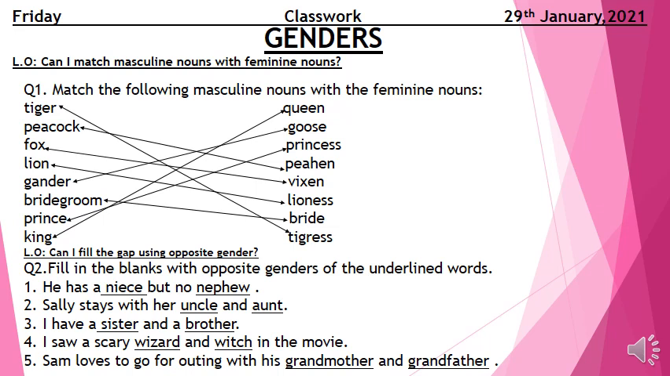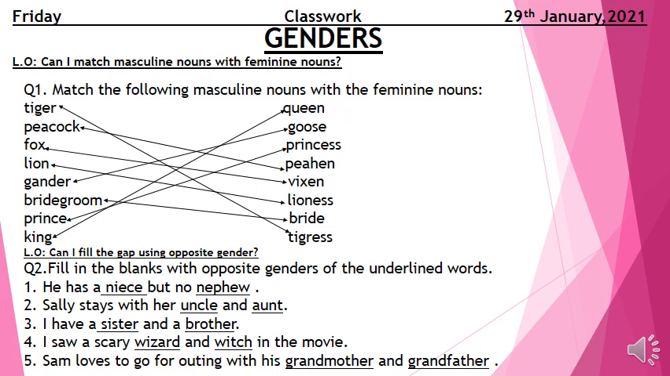Fill in the blanks with the opposite genders of the underlined words. Number 1, he has a niece but no nephew. So nephew is the masculine gender for niece. Come to number 2. Sally stays with her uncle and aunt. Number 3, I have a sister and a brother. So brother is the masculine gender for sister.